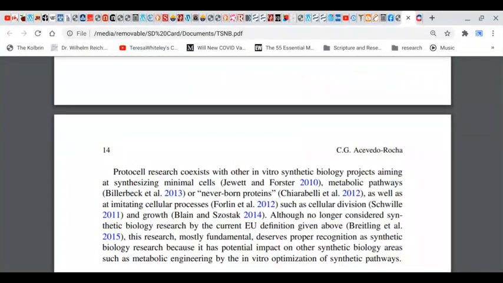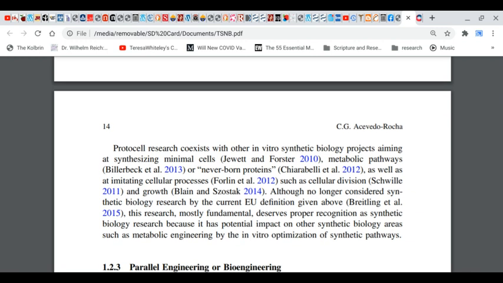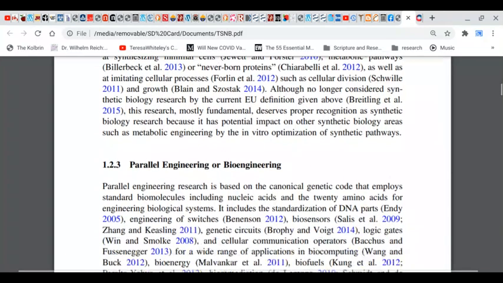Protocell research coexists with other in vitro synthetic biology projects aiming at synthesizing minimal cells, metabolic pathways, or never-born proteins, as well as imitating cellular processes such as cellular division and growth. Although no longer considered synthetic biology research by the current EU definition given above, this research deserves proper recognition as synthetic biology research because it has potential impact on other synthetic biology areas such as metabolic engineering by the in vitro optimization of synthetic pathways.